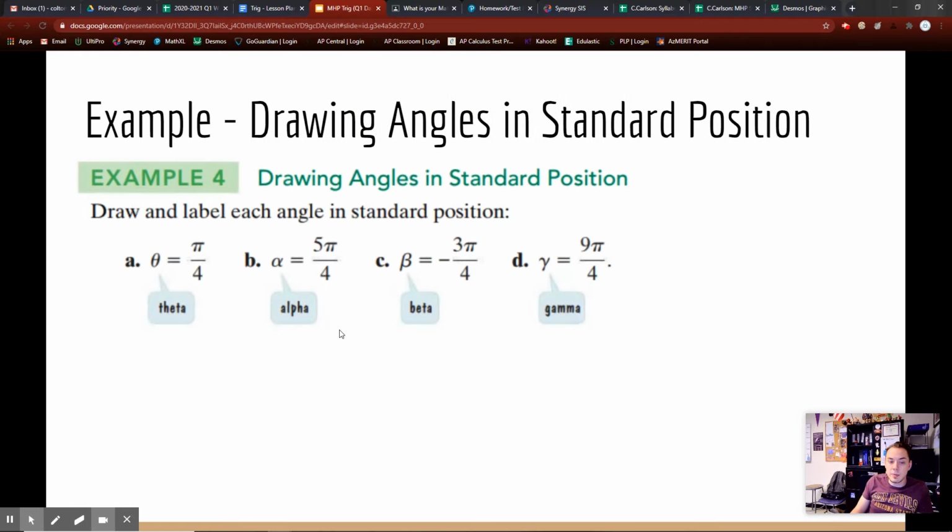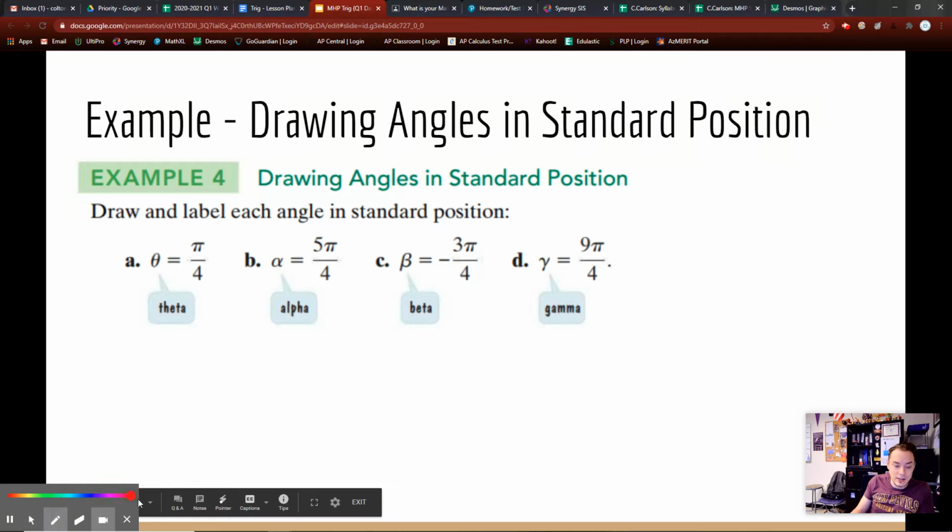Now, drawing angles in standard position. How do I draw angles in standard position? I'll show you how, class.